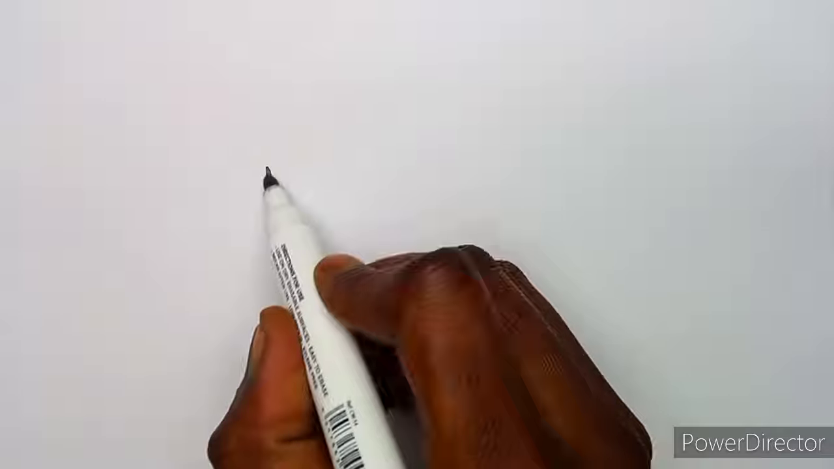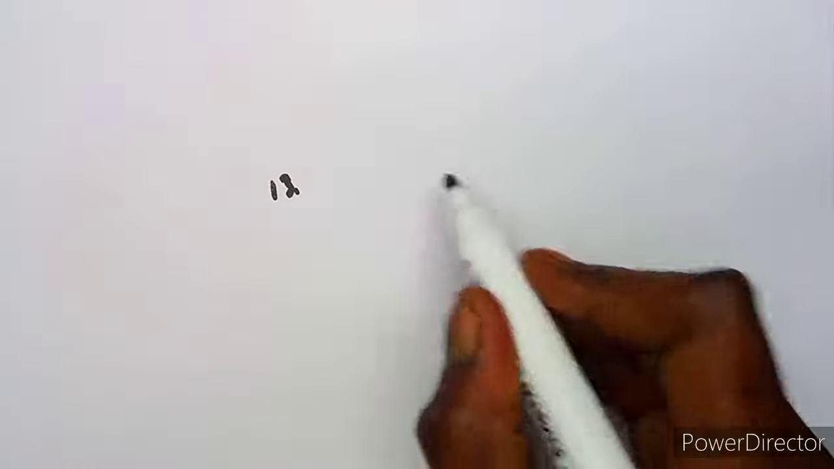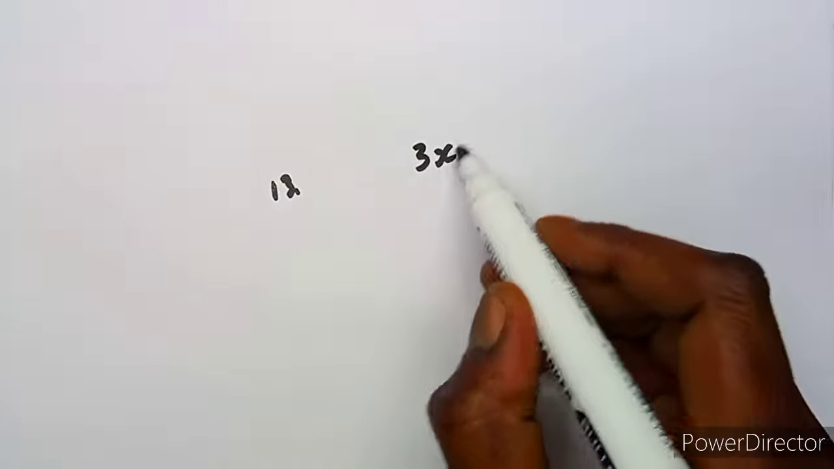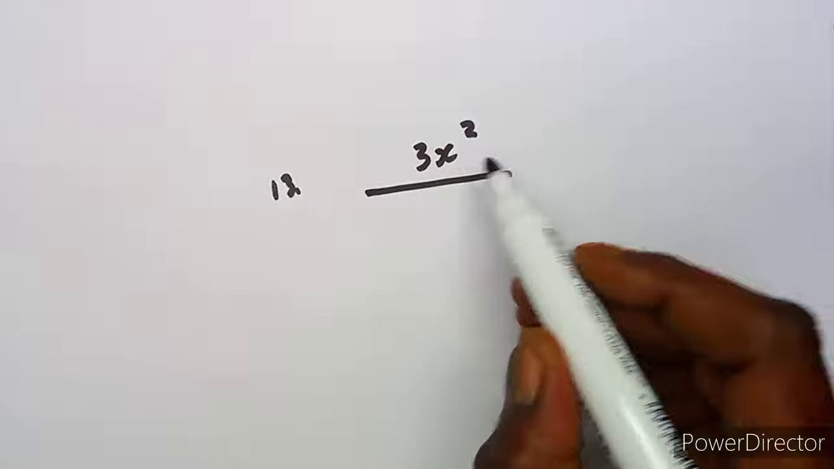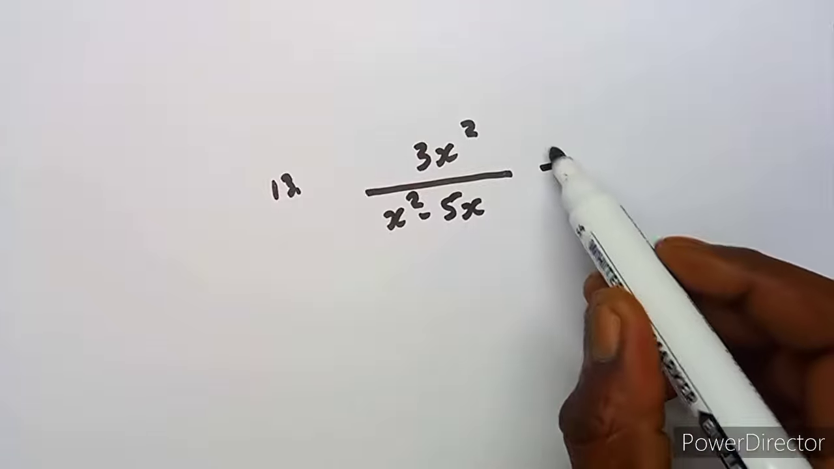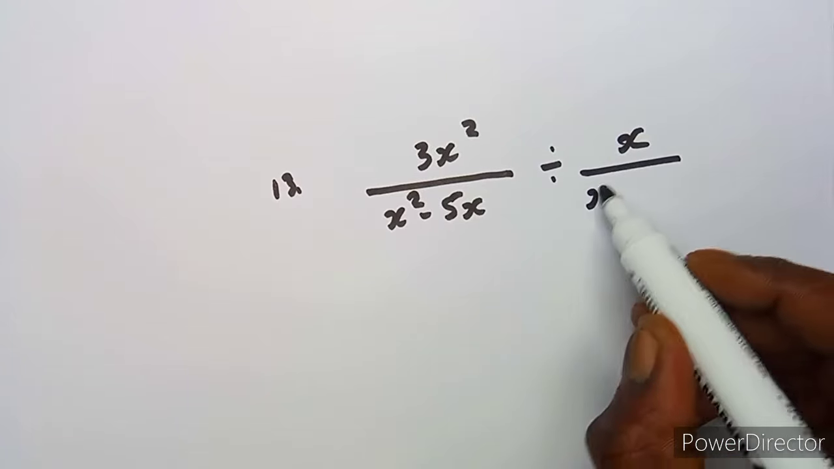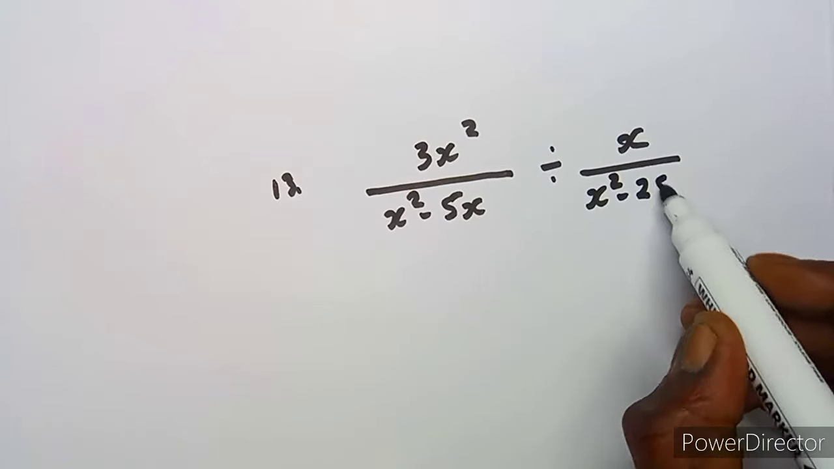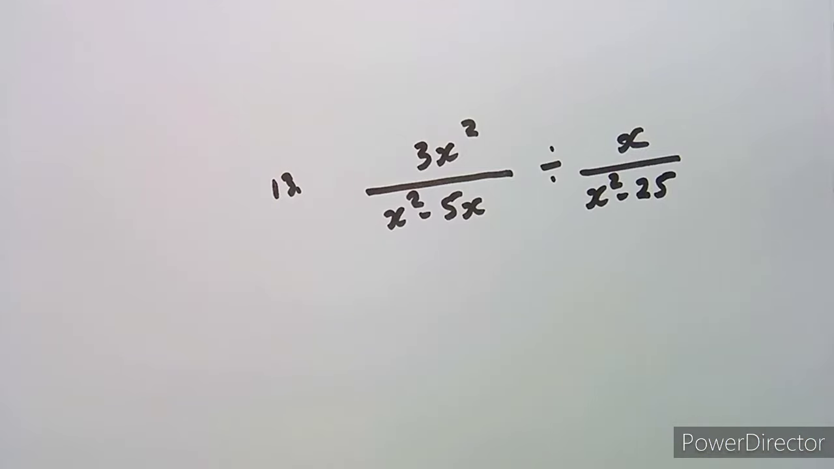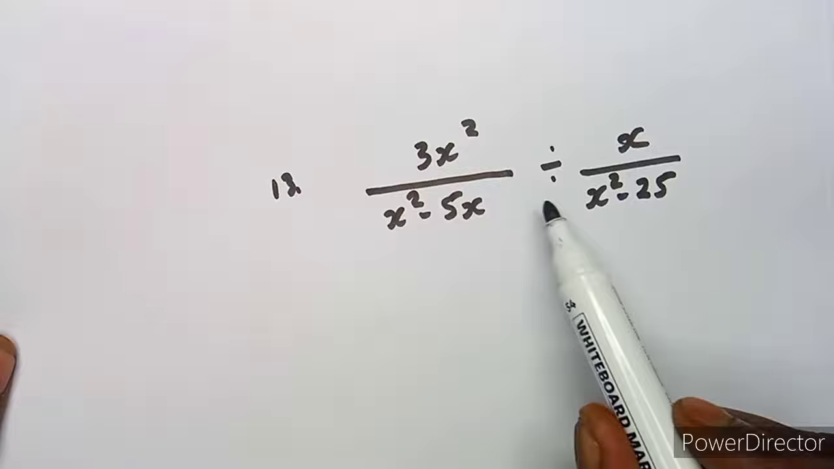So this, I'm just going to write it down. Let me just write here. So we are given 3x squared everything over x squared minus 5x, that's what you're given, divided by x over x squared minus 25 in this case. All right, so how can we actually simplify this? It's very, very important. Remember, you are dividing, you have to introduce multiplication.